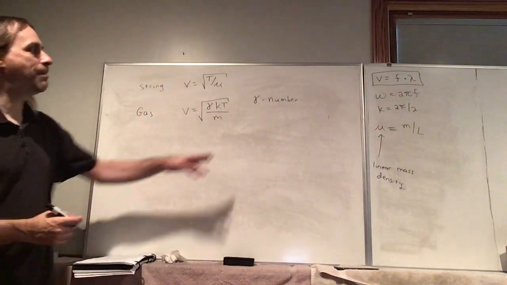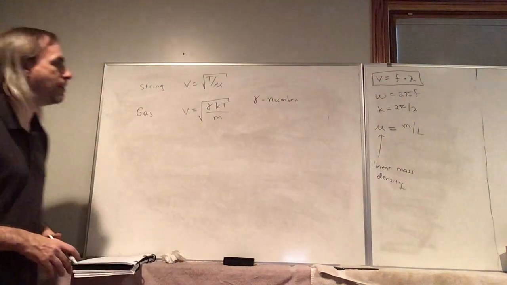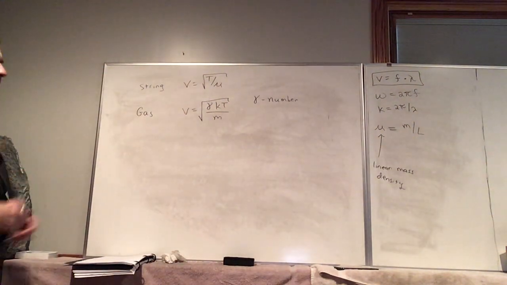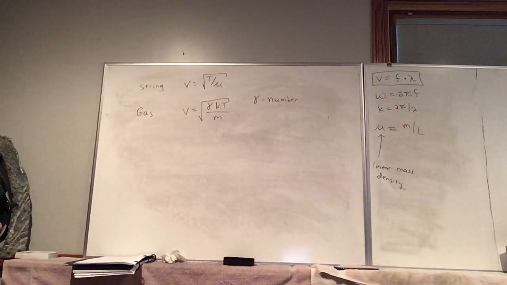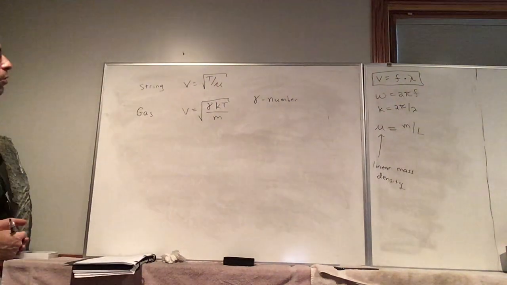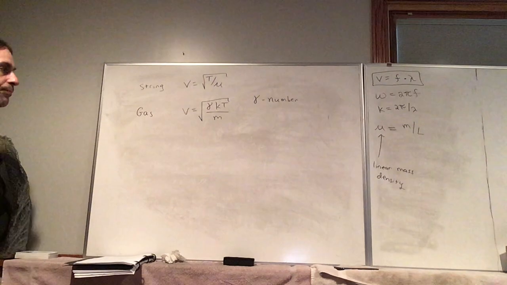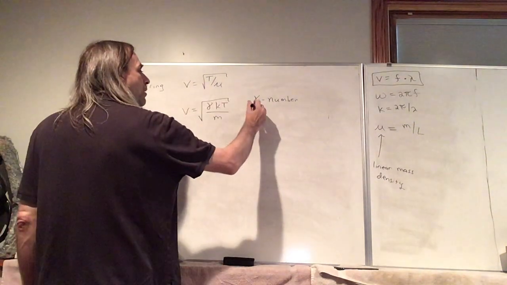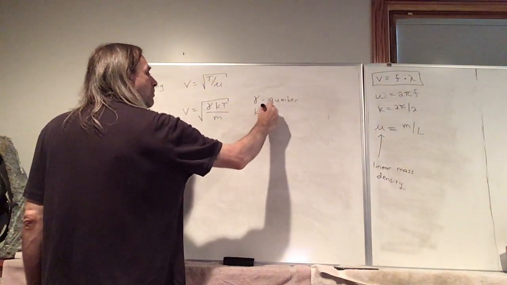And this gamma depends on whether it's monatomic or diatomic. And of course, molecules can get more complicated. But gamma is just a number that depends on the type of gas. And it's 5/3 for an ideal monatomic gas and 7/5 for a diatomic gas. You don't need to know where those numbers come from, or you certainly don't need to remember them. Now, K is something called Boltzmann's constant.